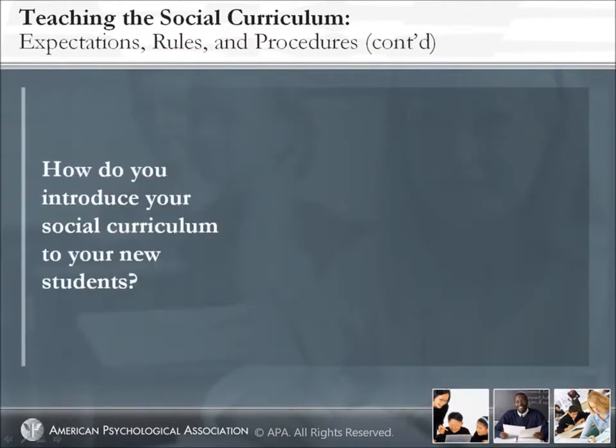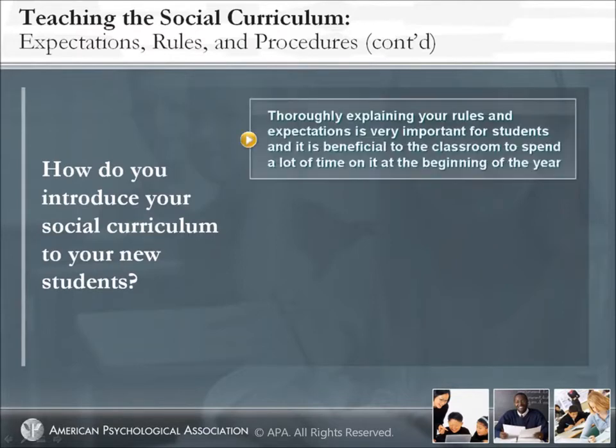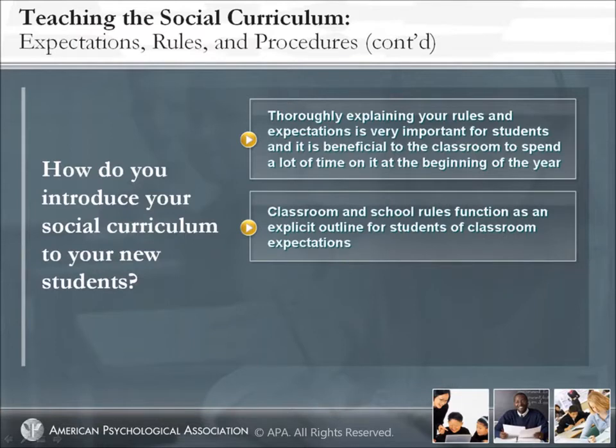Teachers present their own social curriculum to students in the form of hundreds of interactions per day, and in their verbal explanations, rules, and associated consequences. Thoroughly explaining your rules and expectations is very important for students, and it is beneficial to the classroom to spend a lot of time on it at the beginning of the year. Classroom and school rules, especially when written, function as an explicit outline for students of classroom expectations.